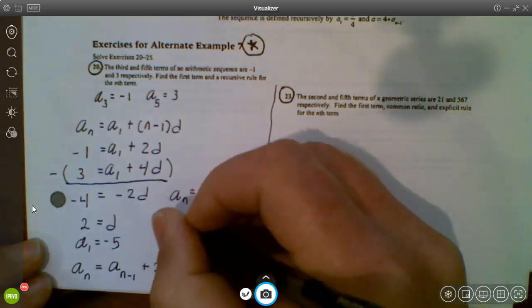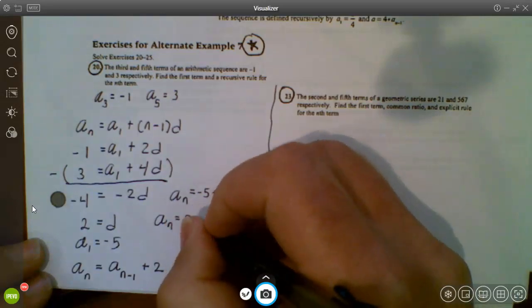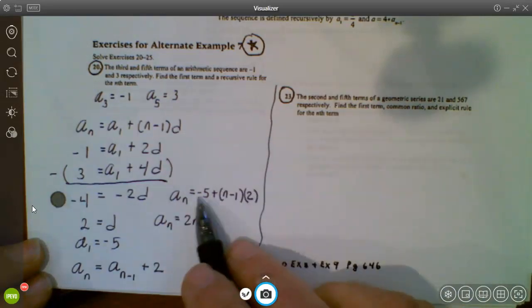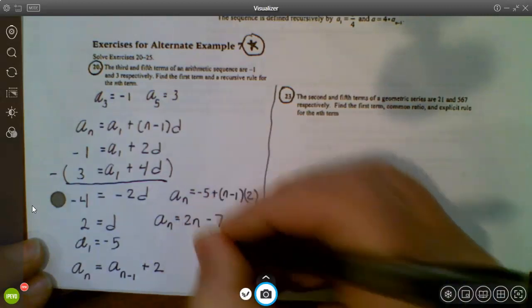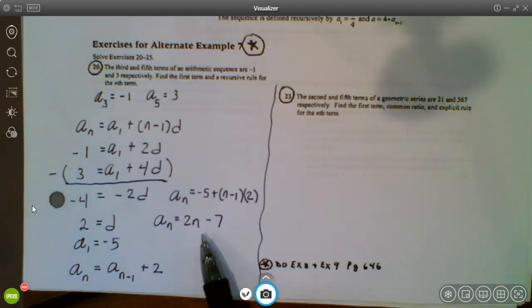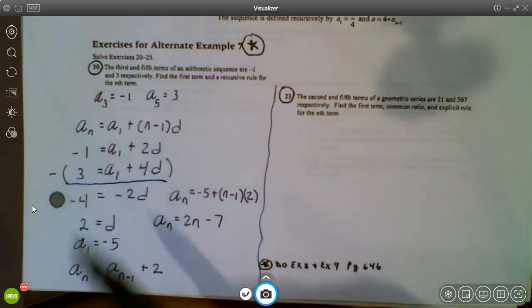So if I distribute the 2, I'm going to get a 2n minus 2, combine that with my -5, and I got -7. So there's the explicit and the recursive rules. With this one, again, it was easiest to just set up this basic system and use elimination.